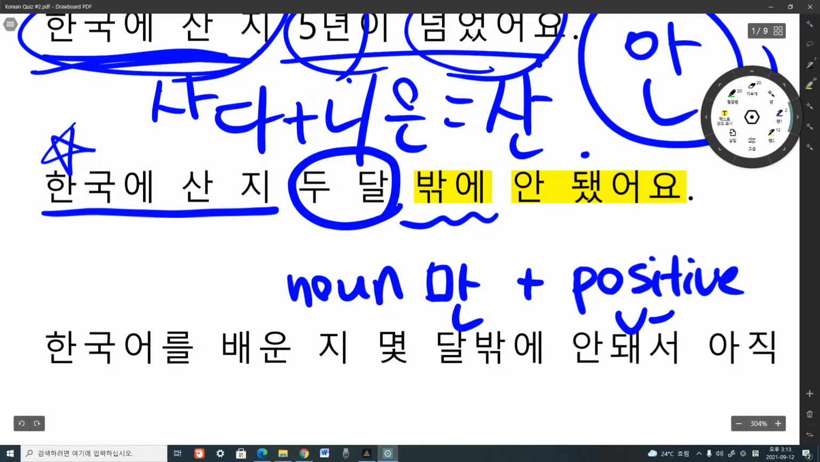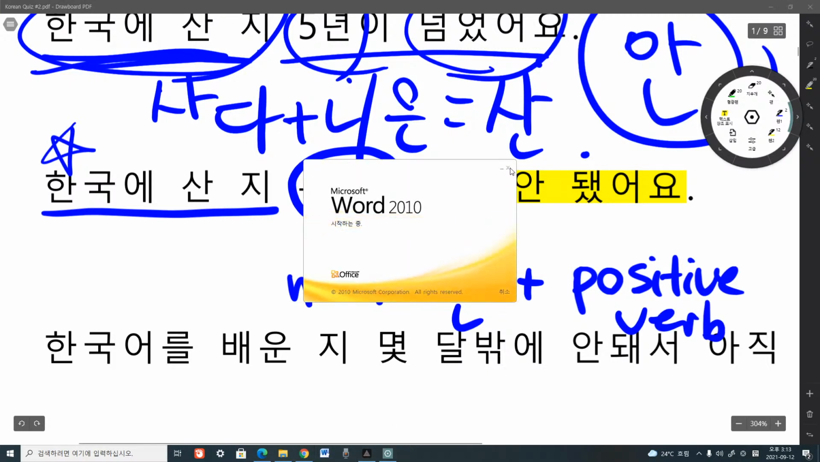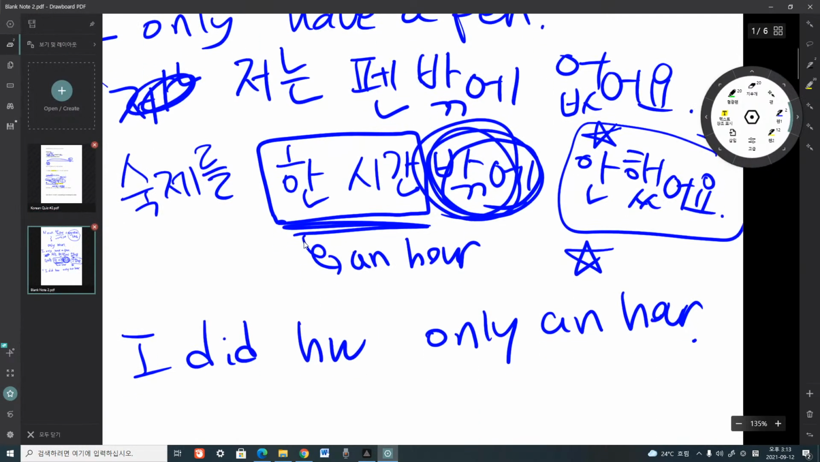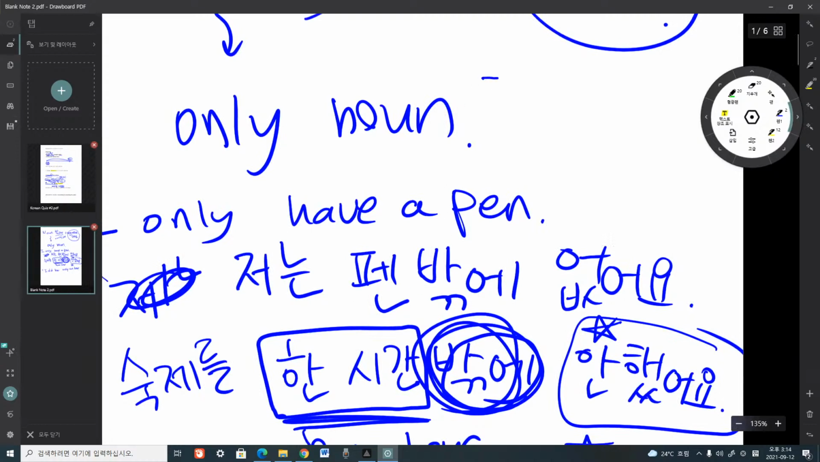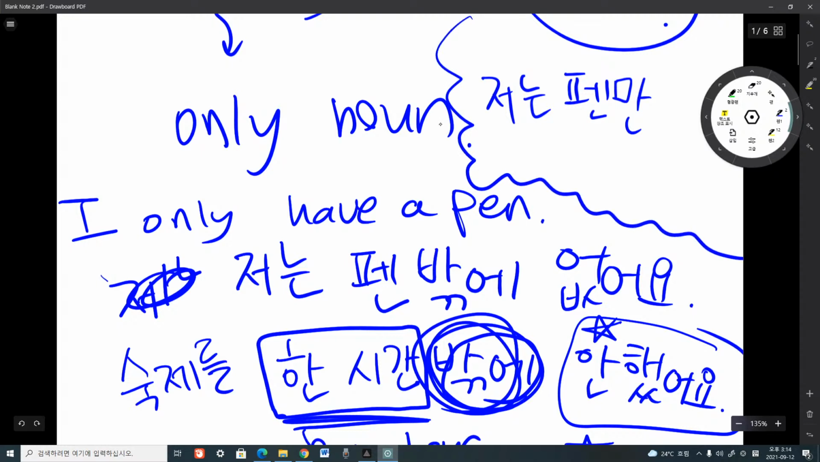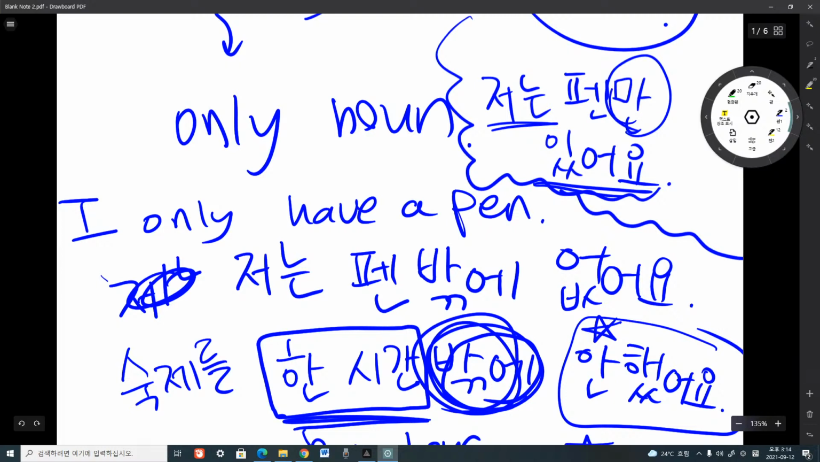Positive verb. So moving back to the blank note, guys. If you want to say, I only have a pen, in a different way, you can say, 저는 펜만 있어요. I'm sorry, the handwriting is not really organized. The note is not really organized, but I hope you are following well. 저는 펜만 있어요. 만 and then a positive verb. This would mean I have only a pen.